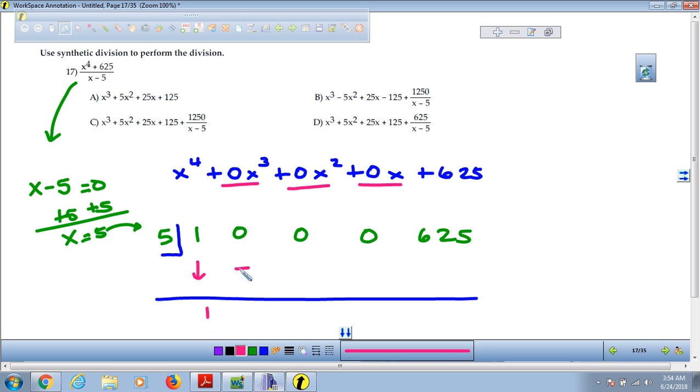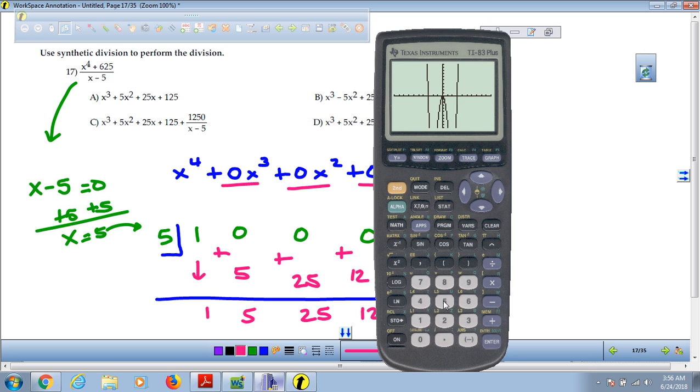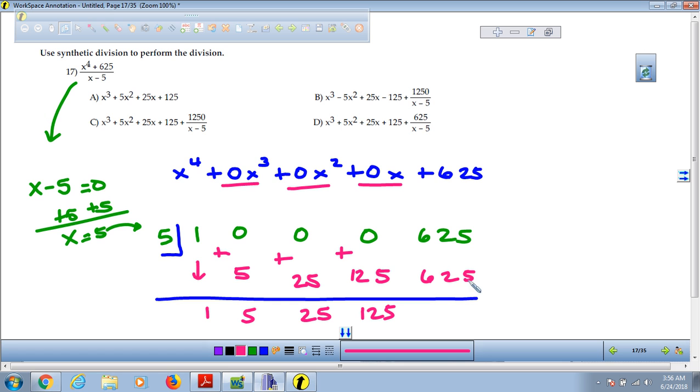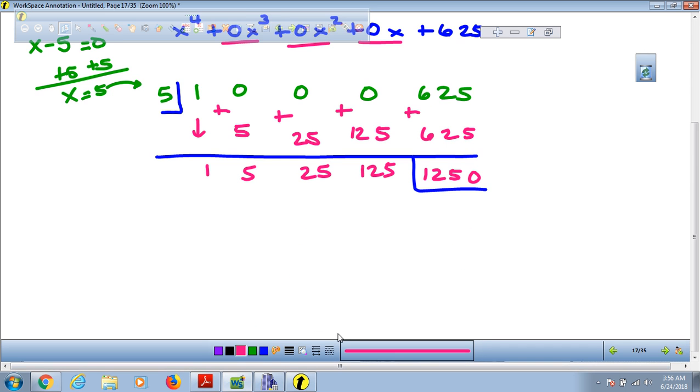So you bring down the 1, 5 times 1 is 5, you add this to 5, 5 times 5 is 25, you add this to 25, 5 times 25 is going to be 125, you add this to 125, 5 times 125, 625. And so when you add this too, this is going to be my remainder, this is going to be 1250.